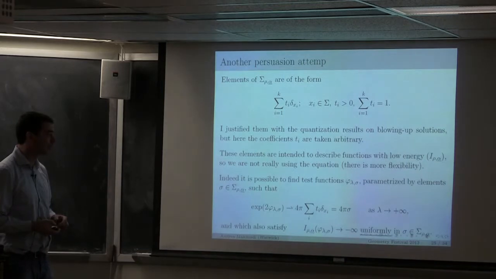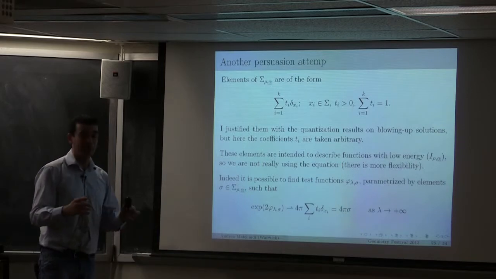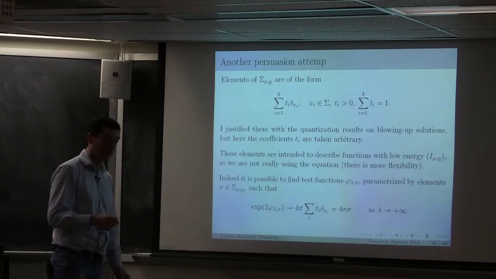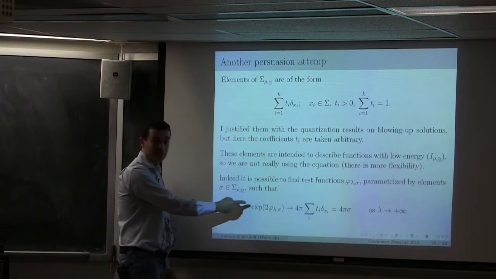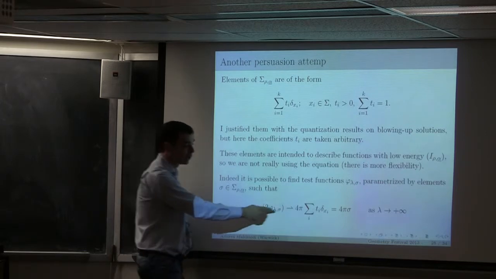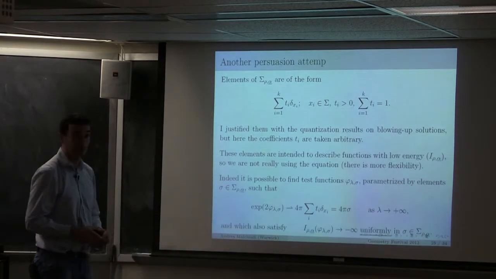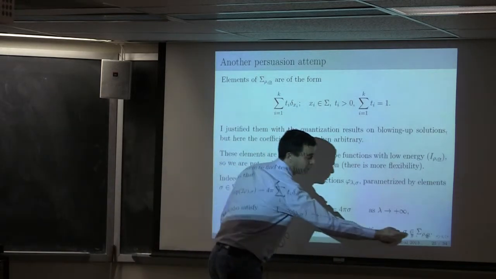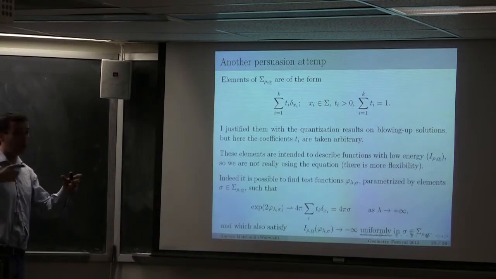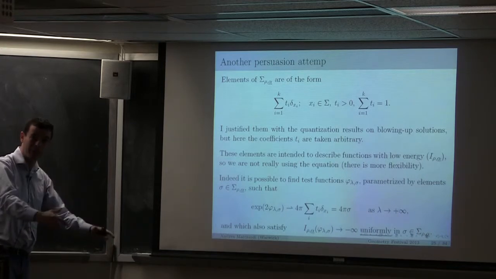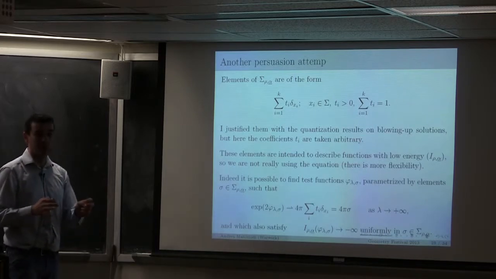And in fact, it is possible to find some test functions which are parameterized on this family of elements, which describe well the low energy sublevels. Okay, so they're parameterized on this family of elements, and if you consider the conformal volume associated to such test functions, these converge weakly to the elements in the space of measures you started with. And also, they have the property that the energy goes to minus infinity uniformly for the choice of sigma in this set sigma rho alpha. Okay, so what you can do is to embed copies of this topological space into arbitrarily low sublevels of the functional.